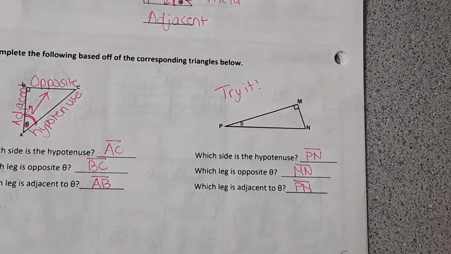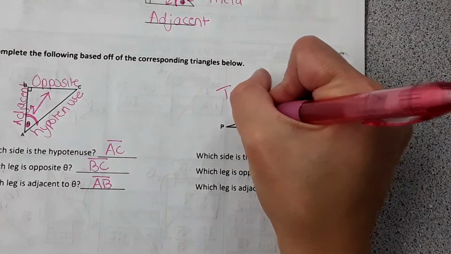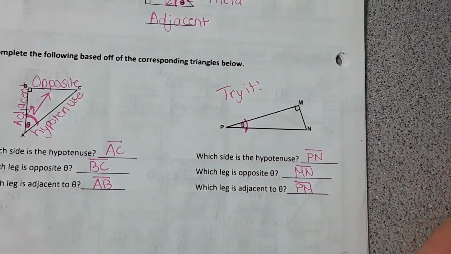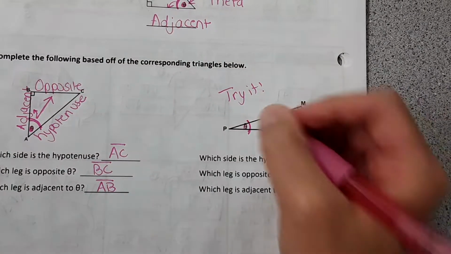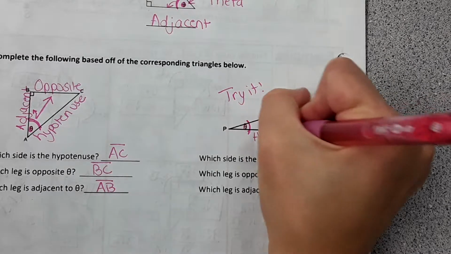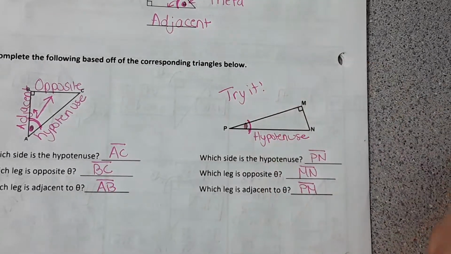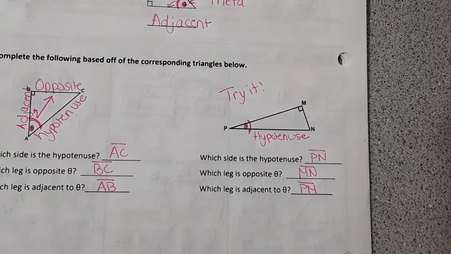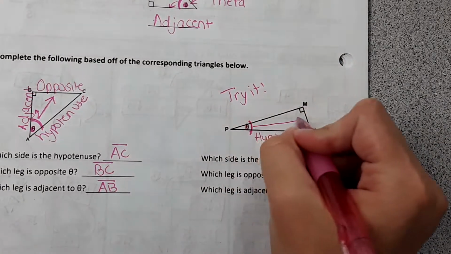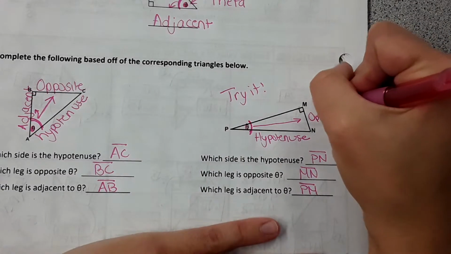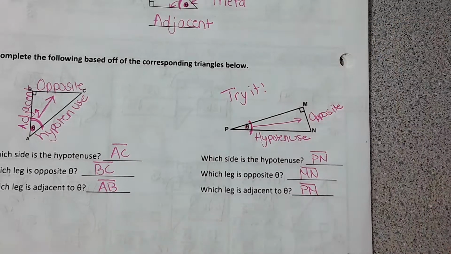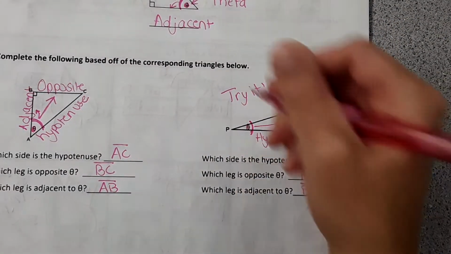Okay, so your answers here, if you got it correct, should be PN, MN, and PM. Did you get that? Yeah, I got mixed up. Okay. So your designated angle, the theta right here, do that first. Label your hypotenuse first. So your hypotenuse is opposite the 90-degree angle, so it's right here. Then the opposite side from that angle is right here, so this is opposite. And then right here is adjacent.